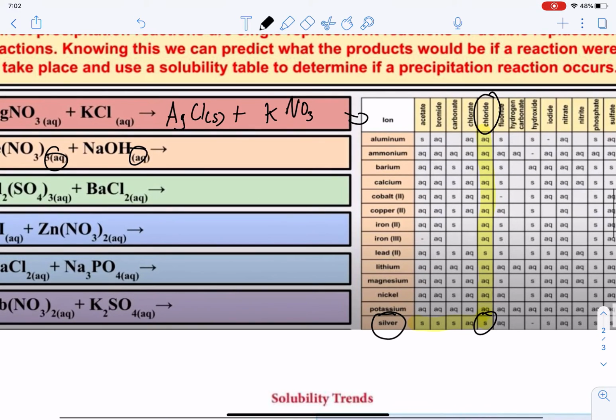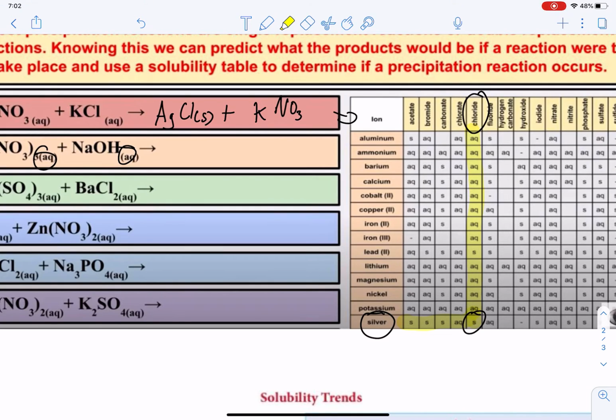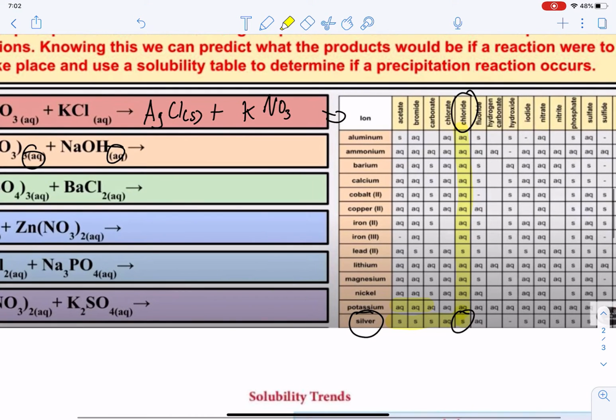And then if we do this again with potassium nitrate, we can find potassium, there it is, and find nitrate. There that is. So we go down and down. That would be that one. So that's aqueous. That means it's dissociating and forms ions in the solution. All right, let's keep going.